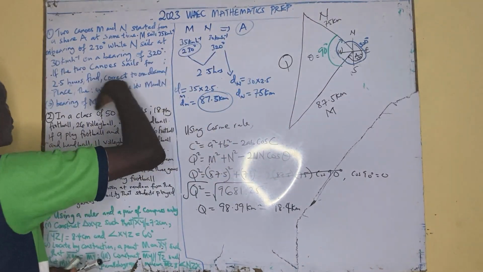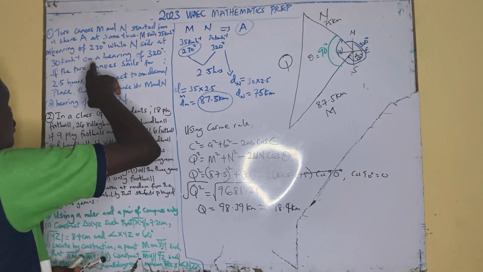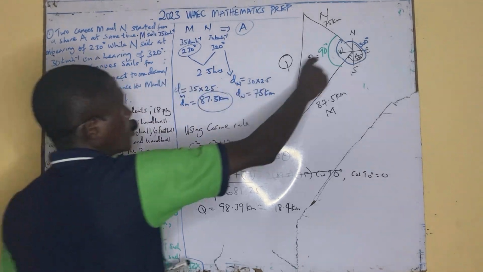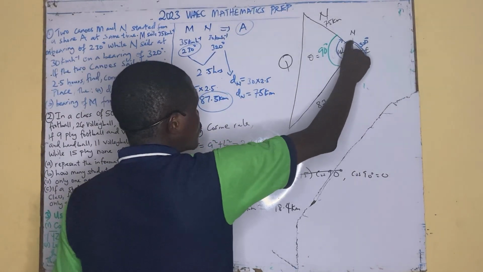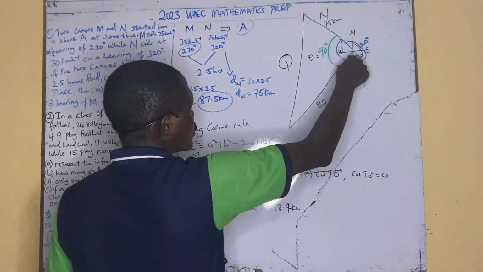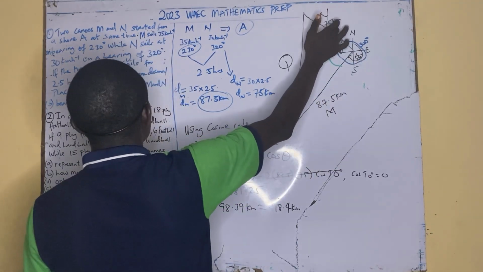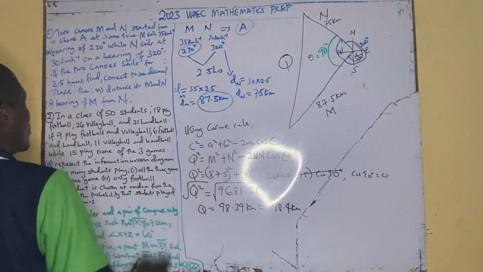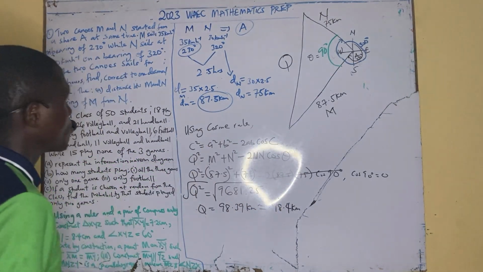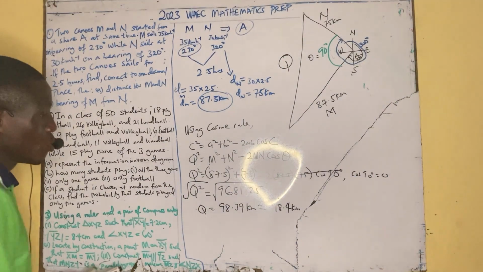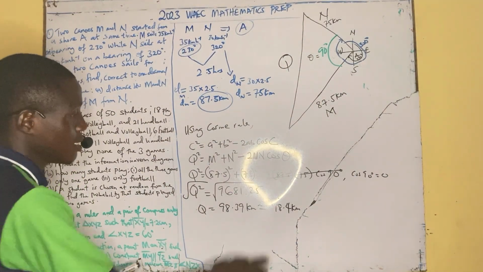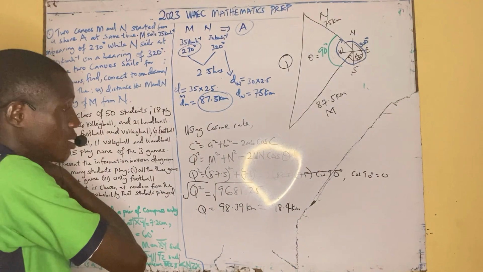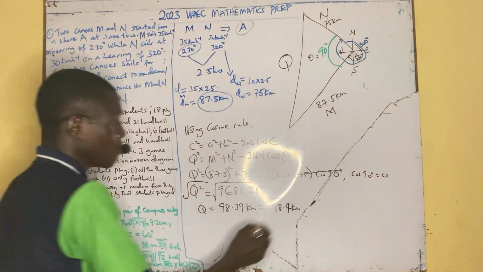We are told that this one is for 230 degrees. From here to here is 230, from here to here is 320. When you subtract, you get 90 degrees. So this is your N, which is 75, and this is your M, which is 87.5 kilometers. And that's how we calculate it and get the distance of 98.4 kilometers to one decimal place.